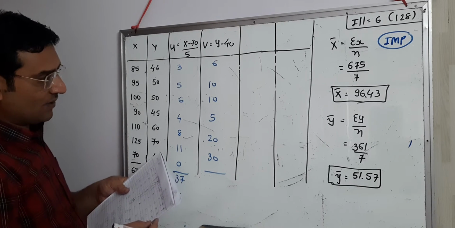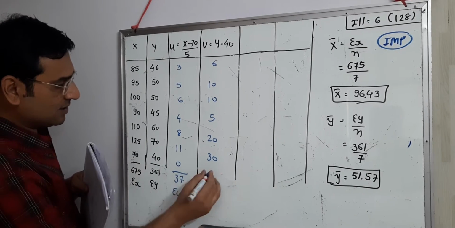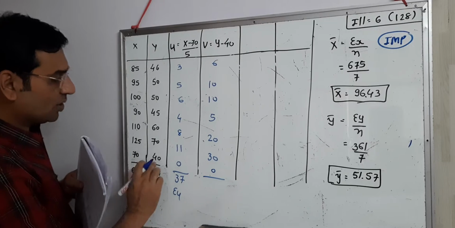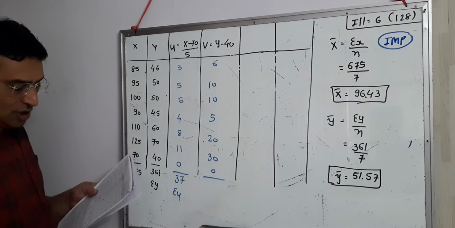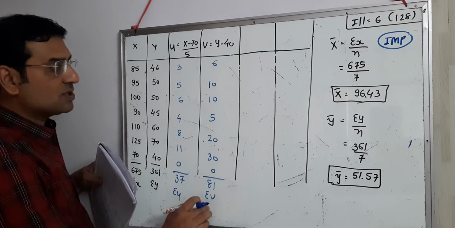6, 10, 10, 5, 20 and here 30, and here it is 0, because 40 minus 40 is 0. So V total is 81. This is sigma V. Sigma U, sigma V.